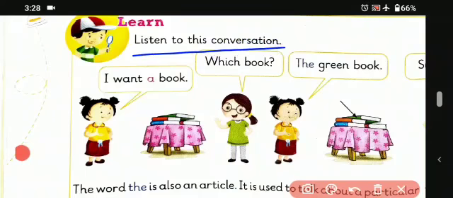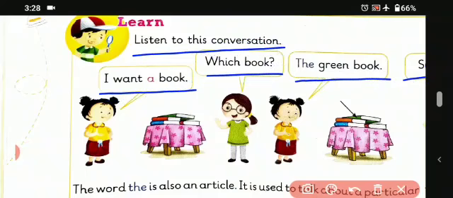Listen to this conversation. So students, there is some conversation over here. Let's see what it is. I want a book. So there is a girl who wants a book, and book is not a vowel, so she is using a book. Then another girl with the specs says, which book? Okay students, so she is asking which book? So the first girl is saying the green book. Now she is using the word the for the book. That means she is asking for a particular book, that means she is using a particular word for something. Then she says sure.